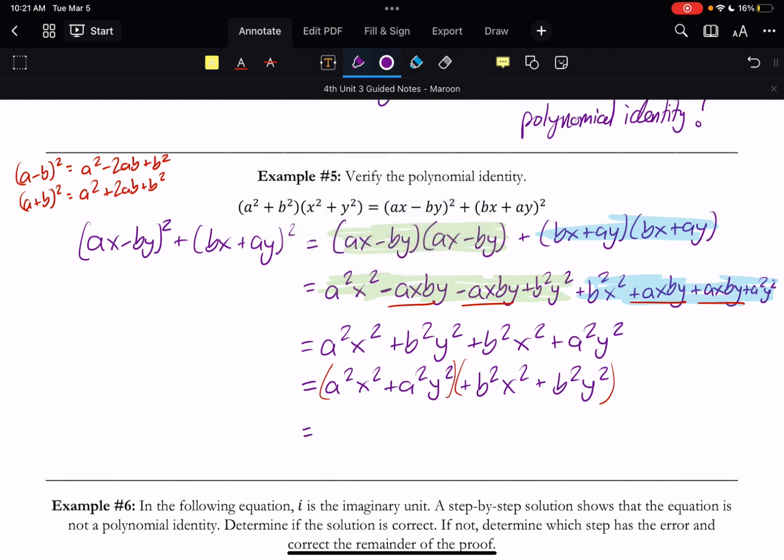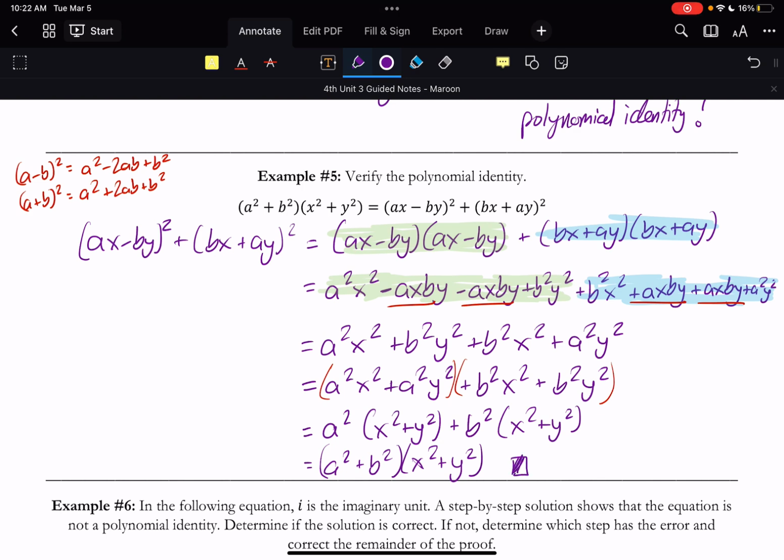And then if I take a look at my first two, I can factor out an a squared, which then leaves me x squared plus y squared. And then in my second two, I can factor out a b squared, leaving me x squared plus y squared. And then when I apply the factoring by grouping, I factor out that common binomial. That gets me a squared plus b squared times x squared plus y squared. And I have now shown that those two are equivalent and that they are, in fact, an identity.